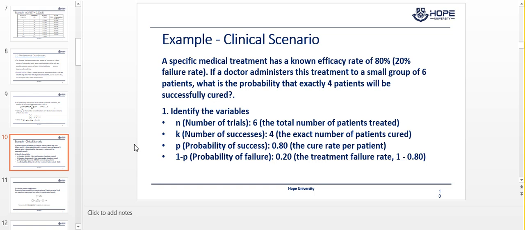The first step is to identify the variables in the given example. n, the number treated, is 6, the total number of patients treated. k, the number of successes, is 4, the exact number of patients cured. p, the probability of success, is 0.8, the cure rate per patient. 1 minus p, which is q, the probability of failure, is 0.20. The treatment failure rate is 1 minus 0.8, which equals 0.20.